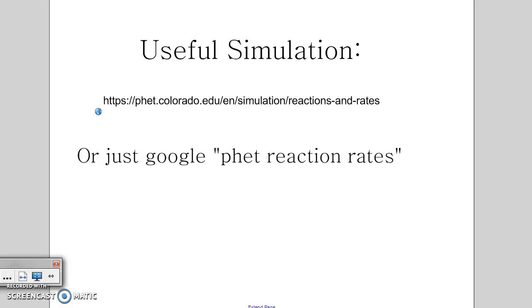So here's a link to a useful simulation, which we're not necessarily going to use a lot in this lesson, although it is generally very helpful if you wish to understand why some of these things that we're about to talk about behave the way that they do.